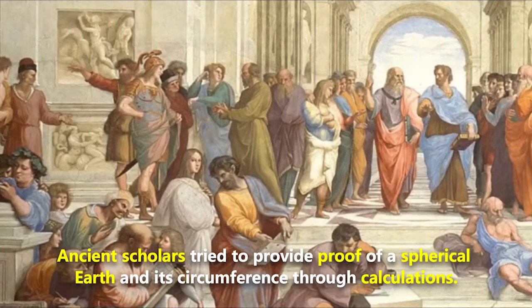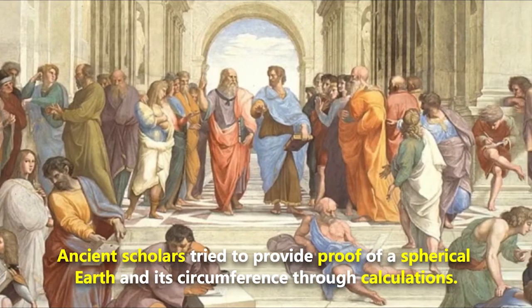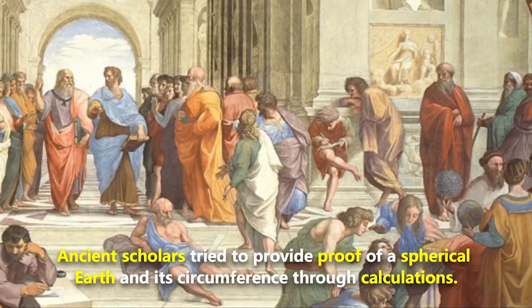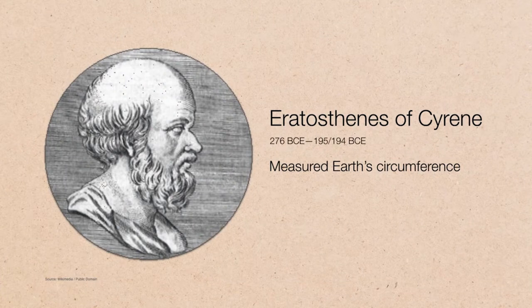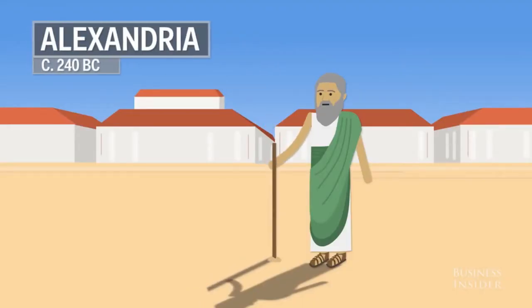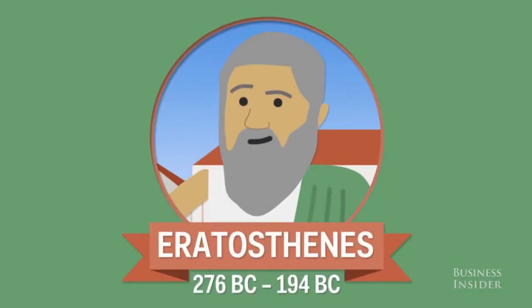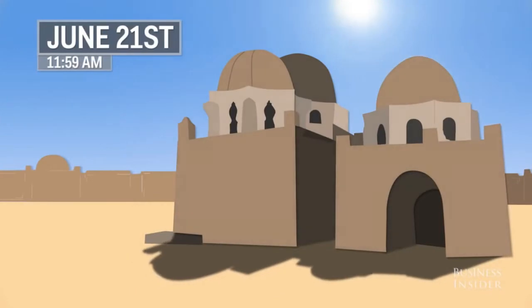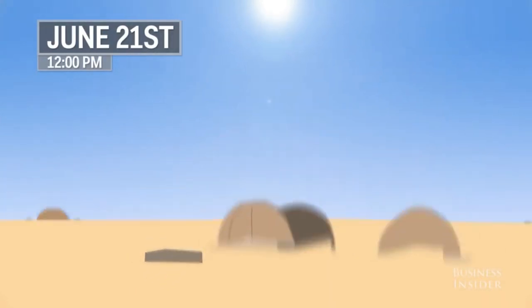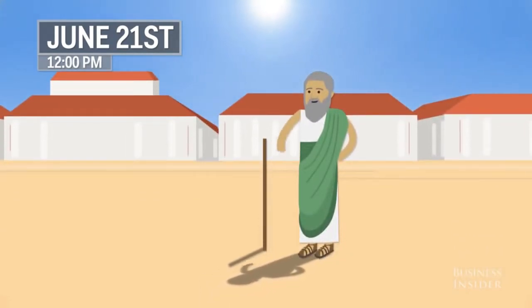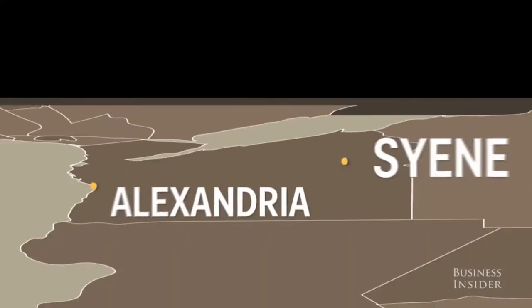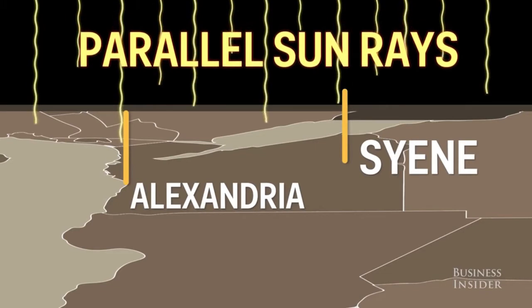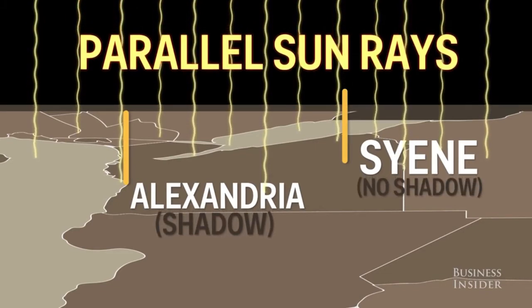Ancient scholars tried to provide proof of a spherical Earth and its circumference through calculations. It was Eratosthenes who gave the most accurate size during their time. While he was working at the Library of Alexandria in northern Egypt, he received correspondence from Syene in southern Egypt, which stated that a vertical object did not cast any shadow at noontime during the summer solstice. But this was not the case in Alexandria, where at noontime during the summer solstice, a vertical object still cast a shadow.